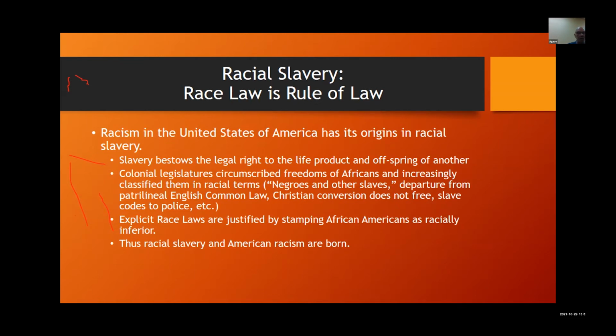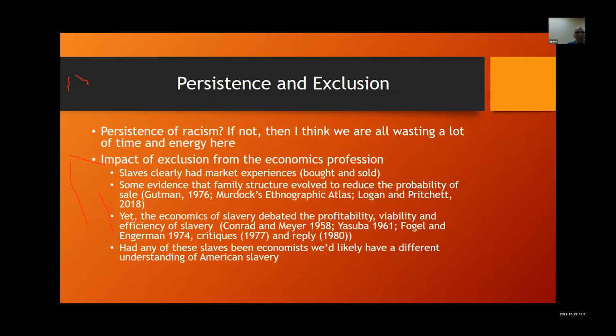And explicit laws justify the system by stamping African Americans as racially inferior. Thomas Jefferson, therefore, can own slaves and write the Declaration of Independence. John Locke, therefore, can invest in the Royal African Company and write the Second Treatise on Government. Thus racial slavery and American racism are born. Now, persistence: if there is no persistence, then I think a lot of us are wasting a lot of time and mental energy trying to figure this stuff out.